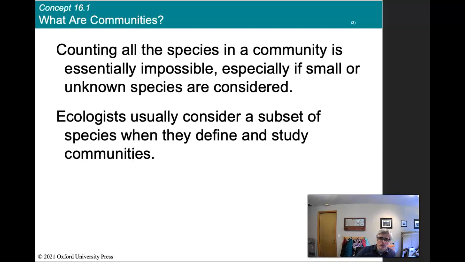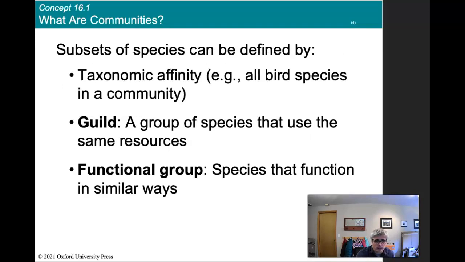And so counting all the species in a community is essentially impossible, particularly when we get to small things, when we start to include the bacterial or viral communities. It gets hard to just go through and count everything, like small cryptic fauna. So ecologists usually consider a subset of species when they define and study communities. This allows us to look at just a few organisms that we think are important to that interaction, and then be able to collect meaningful data. If we have to count every single thing every time we go out, it gets to be quite difficult.